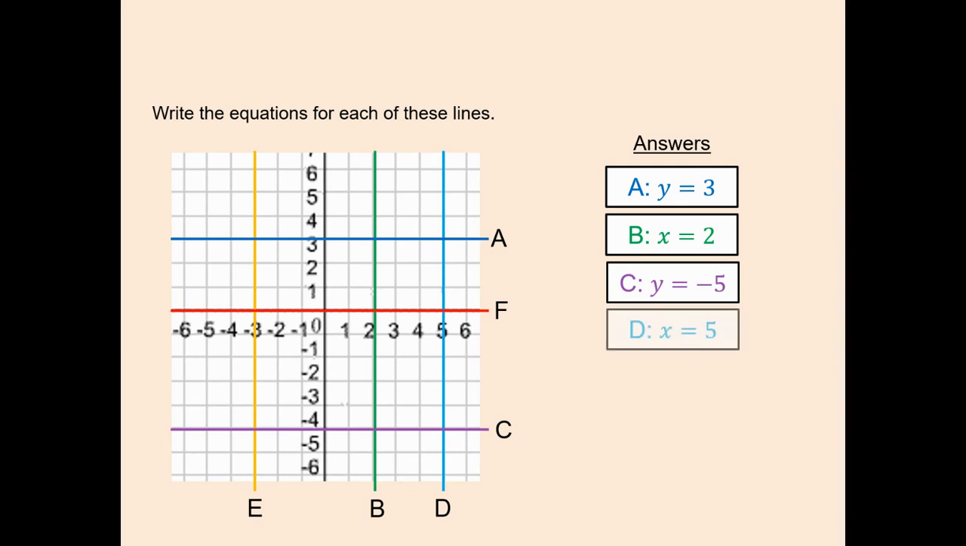D now is x is equal to 5 because all the points on that line have the same x value of 5. E now, x is equal to minus 3 because all the points on that line have the same x value of minus 3. And F is y is equal to 0.